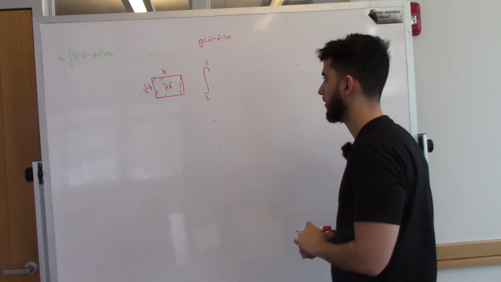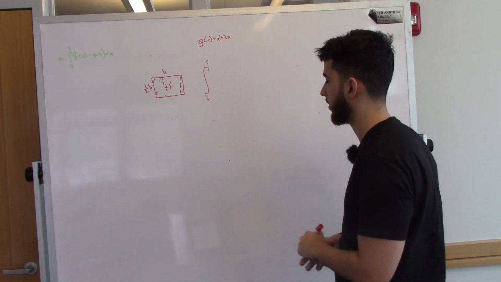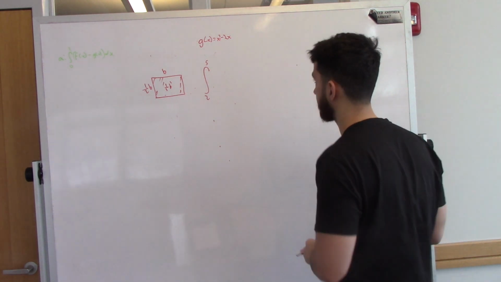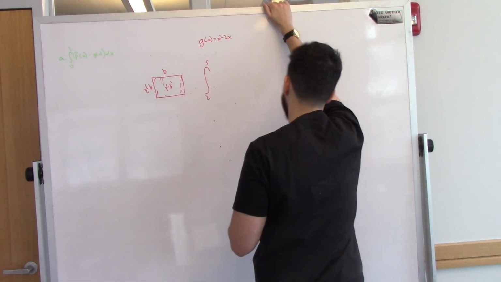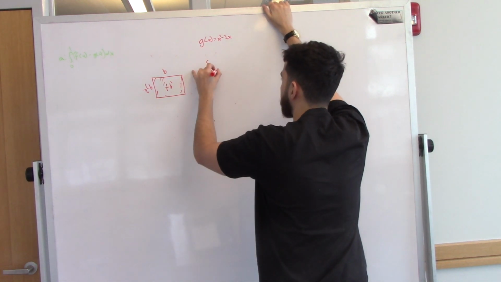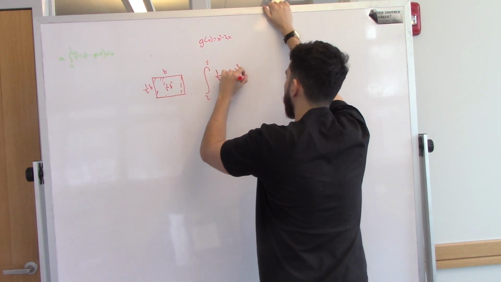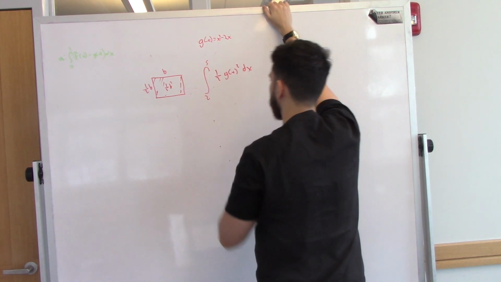Okay. As for the volume though, we gotta get the area. What's the area? G of x. Sorry, the base, not the area. So it's gonna be 1/2 g of x squared dx.